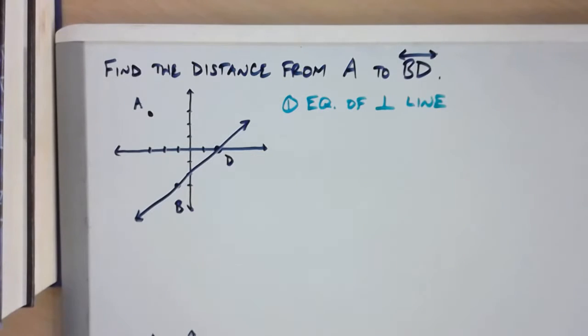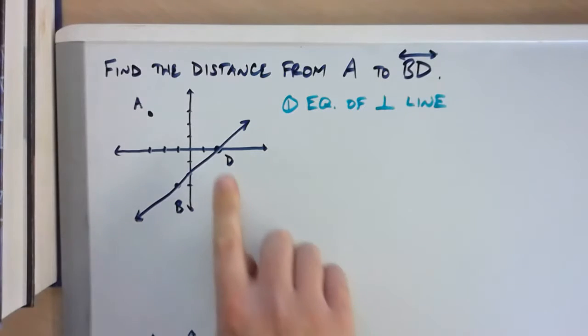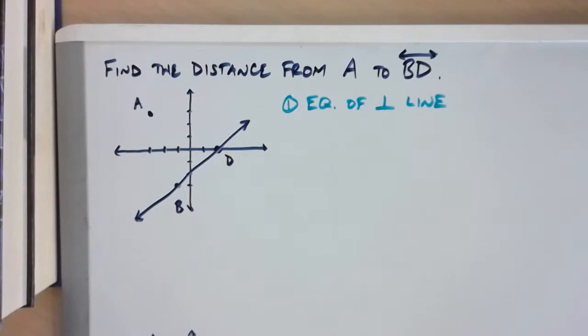All right, welcome to part 2 of chapter 10, section 4 on proofs with perpendicular lines. This is the one example from our notes where we were asked to find the distance from point A to line BD. Sorry for the sloppiness of my diagram. It's a lot cleaner on the notes and in the solutions.